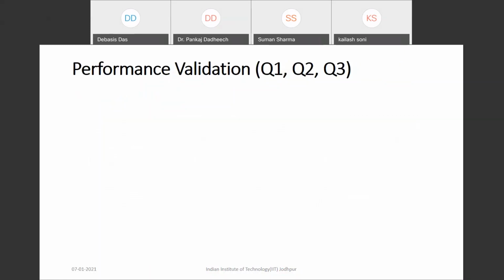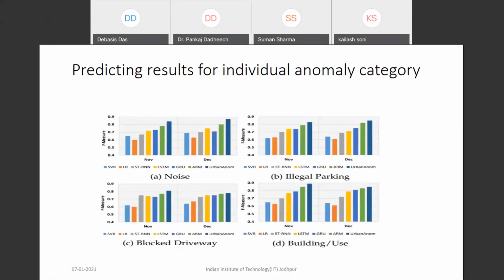Now the performance validation. For validation one, we consider only 2 months of data, December and November. This is the prediction of the results of the anomaly categories, and these are your 4 figures, A, B, C and D. One is related to noise, the second is on illegal parking, the third is on building use, and the fourth is on blocked driveway.